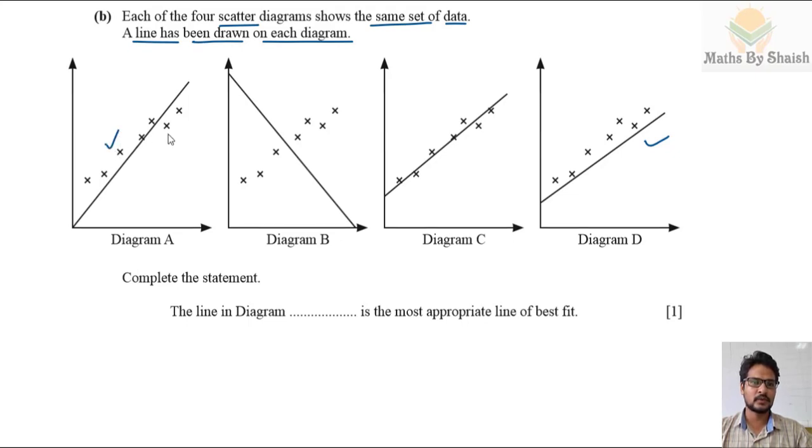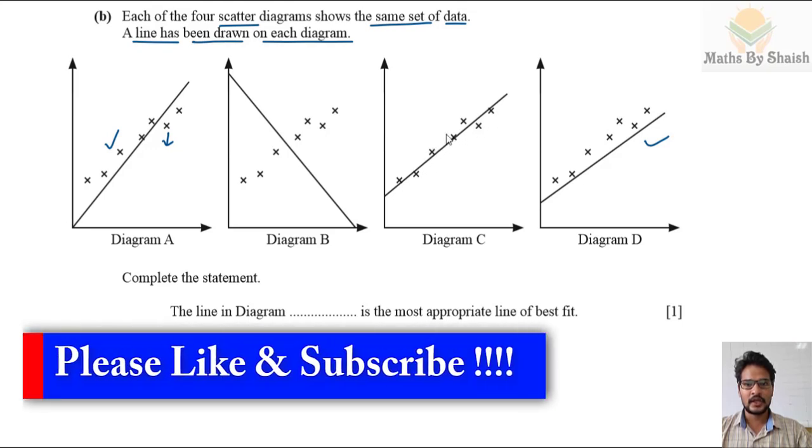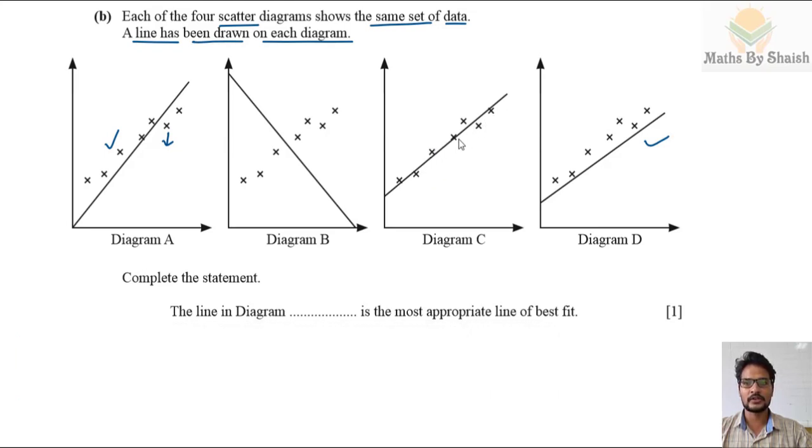And only a few points are lying below the line. So we will not consider these 3. And for the C diagram, we can see one is almost lying on the line, the other 2 are also very close to it. 1, 2 are up, and 3 is down, and 1 is on the line. So diagram C is the most appropriate line of best fit.